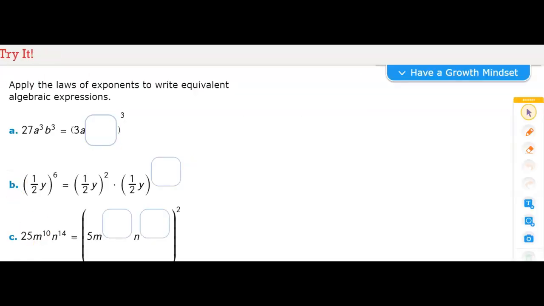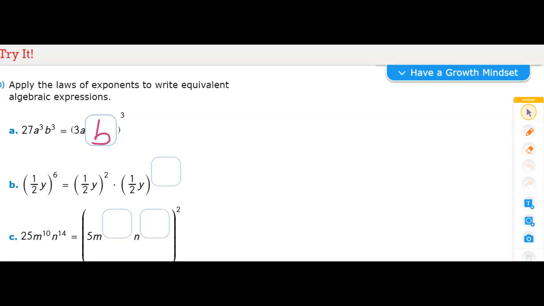Apply the laws of exponents to write equivalent algebraic expressions. For the first expression, we have 27a to the third power times b to the third power. So we have to expand that. So we're going to do 3a, and then we have to represent the b. So we have b to the third power, and that third power is outside of the parentheses.